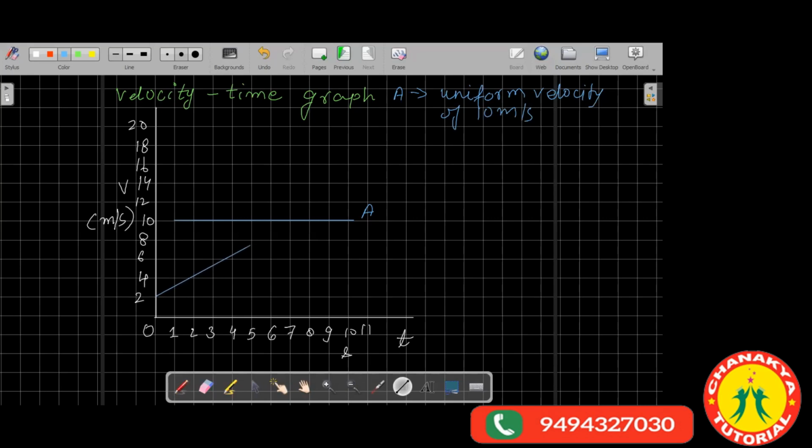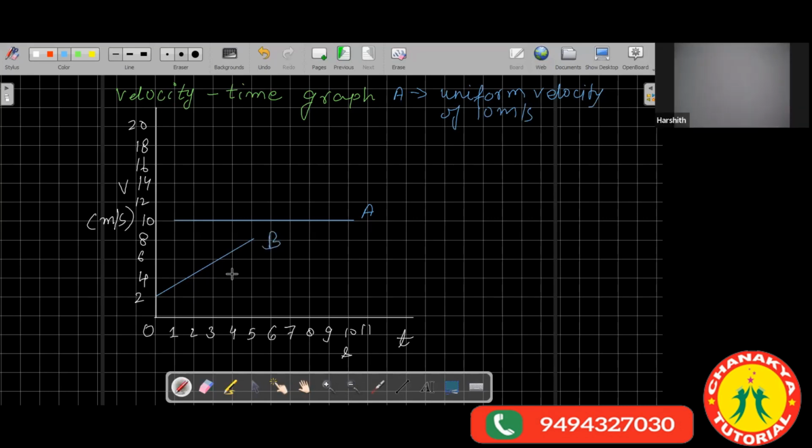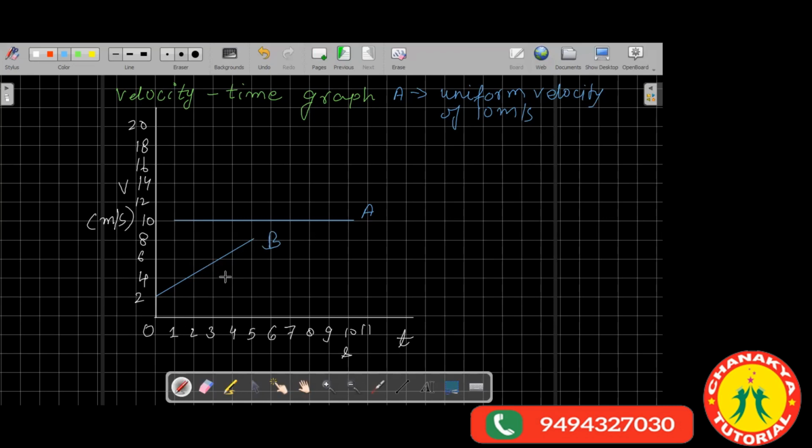suppose I have a graph like this. What can you say about this graph? The object is uniformly accelerated. Yes, it shows that the object is accelerating and it has a uniform acceleration. So here graph B shows accelerated motion, and it shows that the object is accelerating.